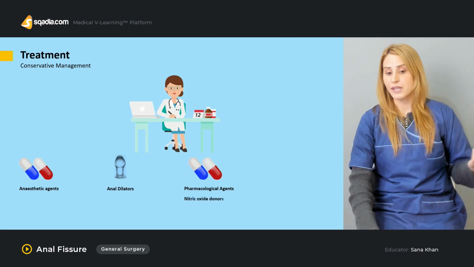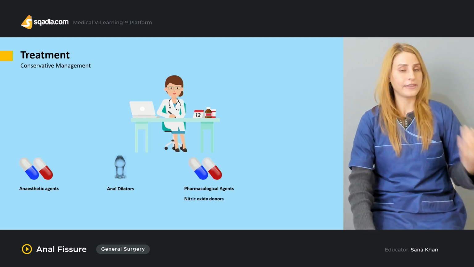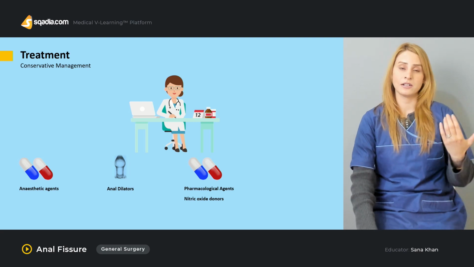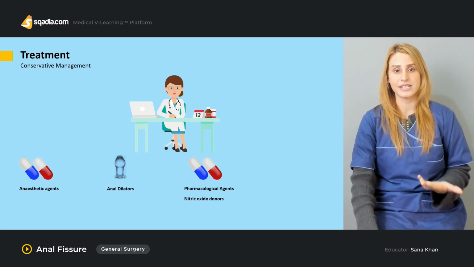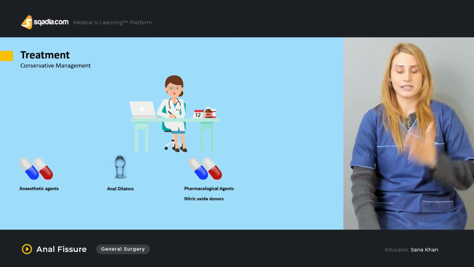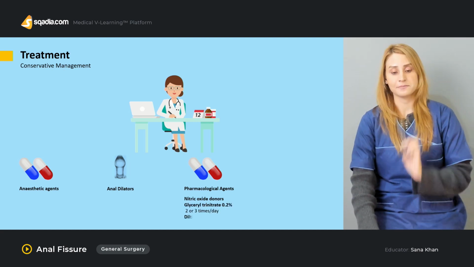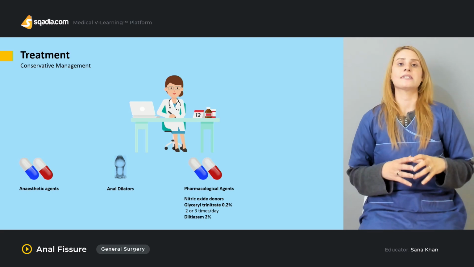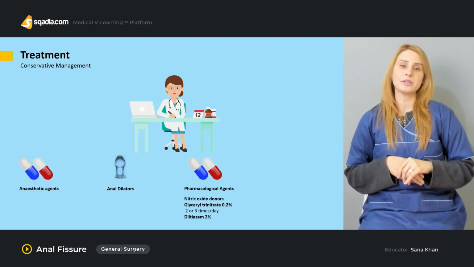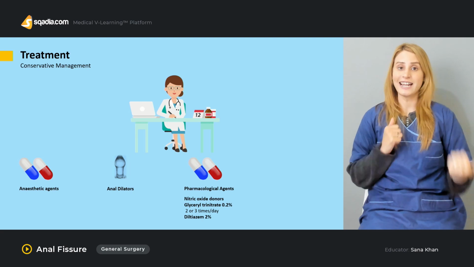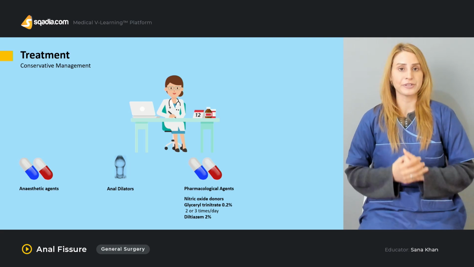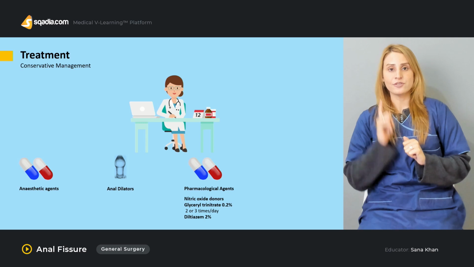Then, nitric oxide donors: the most common formulation is 0.2% GTN paste, which is glyceryl trinitrate. Then the other that can be used is diltiazem. Diltiazem is also a vasodilator, but it's a calcium channel blocker, and you use it in a 2% formulation, twice daily.